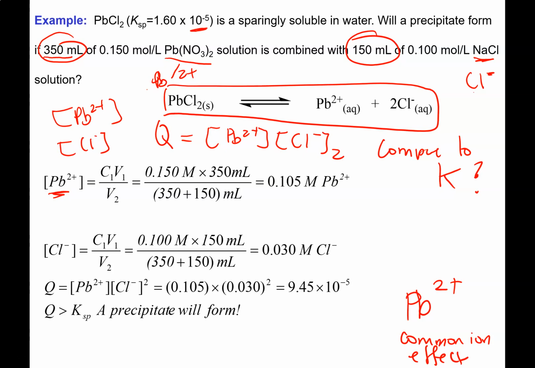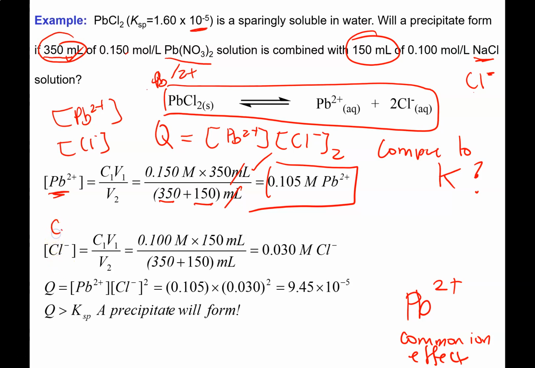So C2 equals C1V1 over V2. So my concentration of lead after the dilution is going to be equal to my initial concentration, 0.15 molar, multiplied by my initial volume, 350 mL, divided by my final volume, 350 plus 150 mL, or 500 mL. The mL cancels out, leaving me with moles per liter. So I get my lead ion concentration after the dilution.